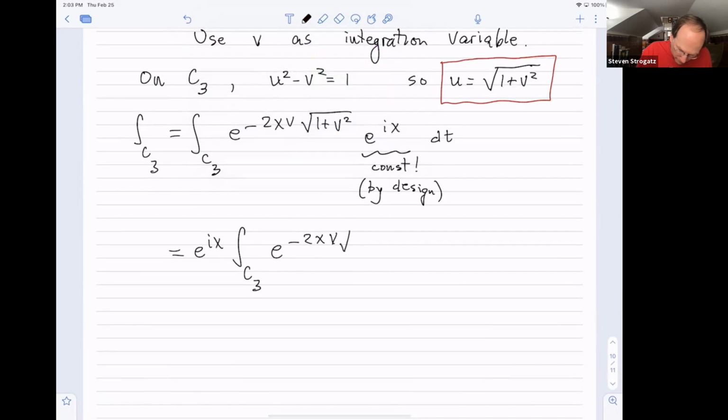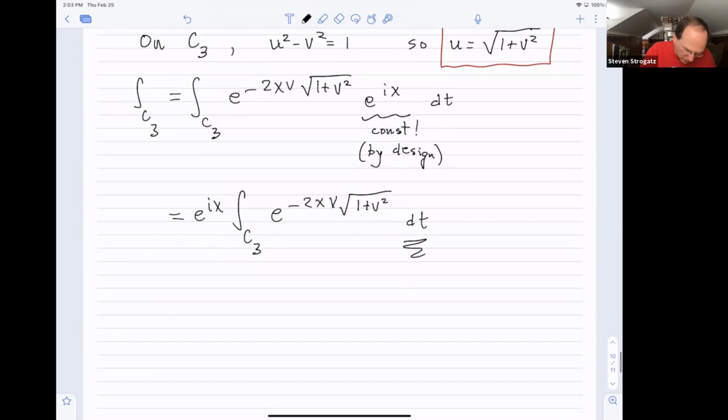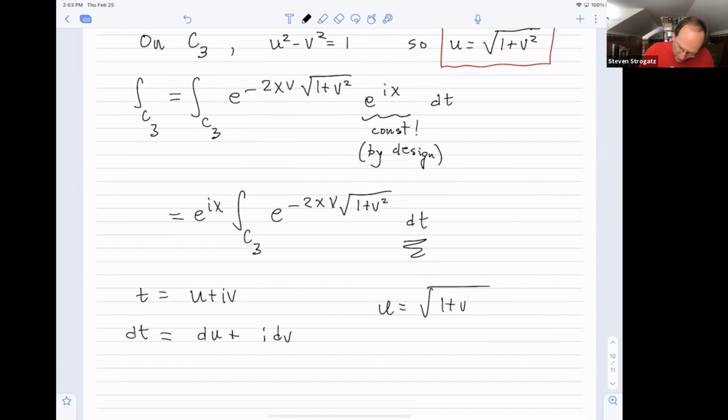2xv square root 1 plus v squared. I have the e to the ix outside dt. And now I need to work on this dt for a second. So what's going on? t is u plus iv. So dt is, well, du plus i dv. But now use the fact that u equals square root of 1 plus v squared on the curve.